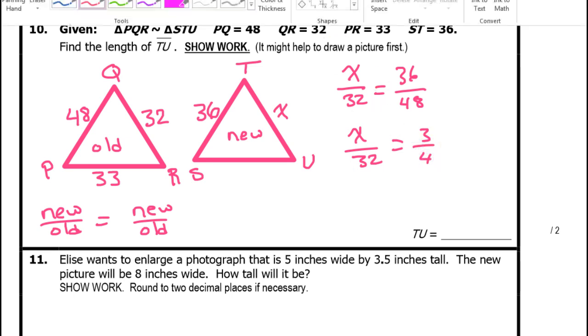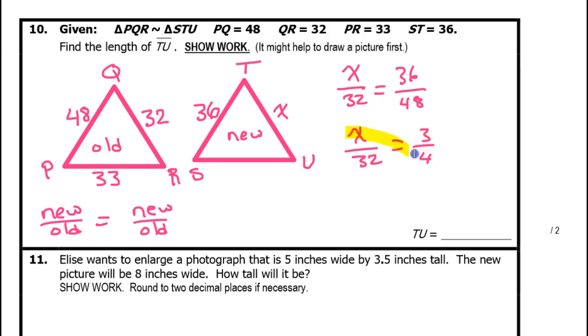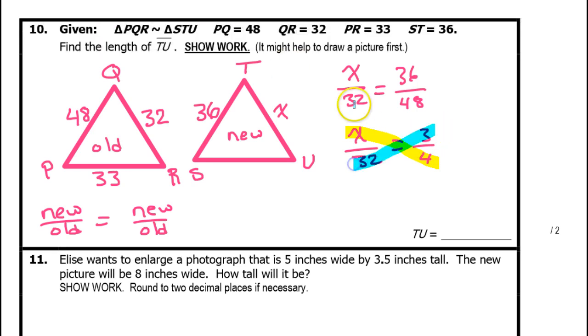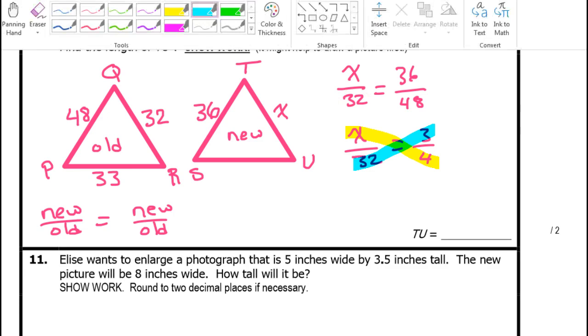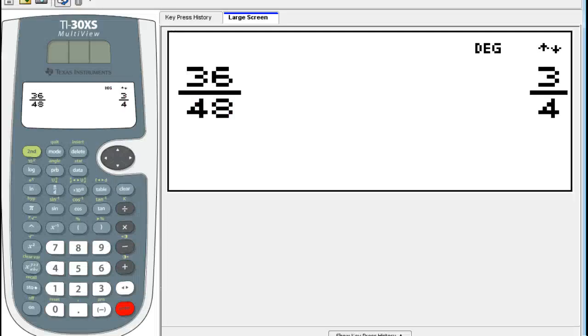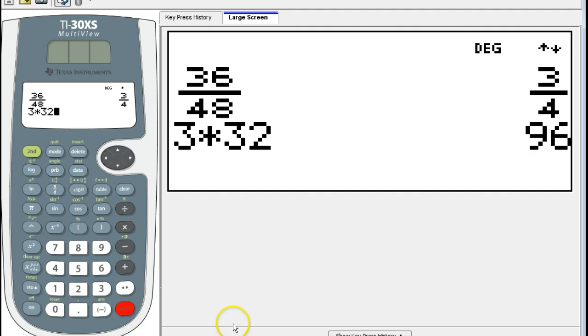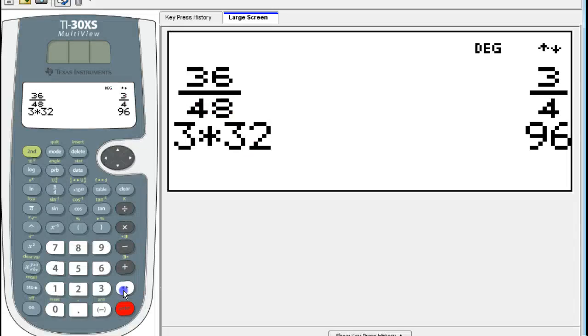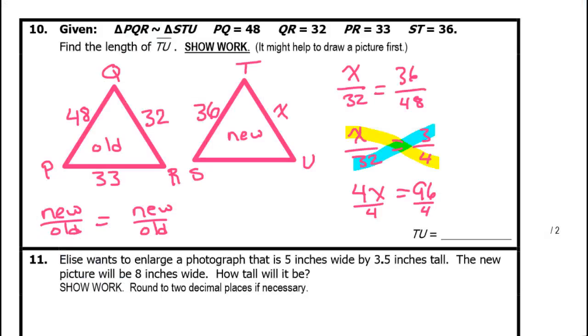And then we will cross multiply. Okay, so I will have 4x equals whatever 3 times 32 is. And then we will divide by 4. So that's going to be 24.